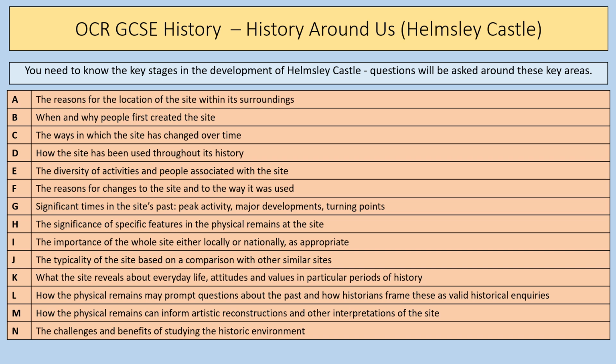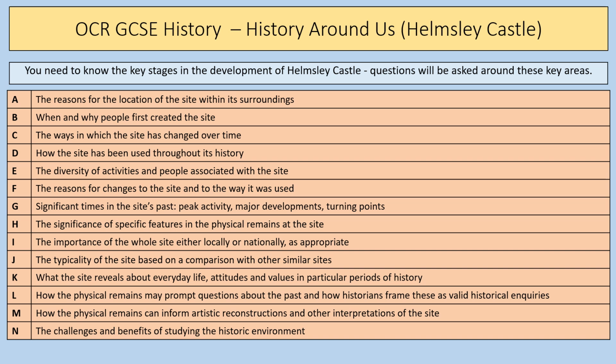So what kind of questions might you ask when confronted with the site? For example, why has the East Tower been damaged? Why is it the Tudor mansion remains? Why is it that the castle is in a ruined state, for example? M, how the physical remains can inform artistic reconstructions and other interpretations of the site. And N, the challenges and benefits of studying the historic environment.